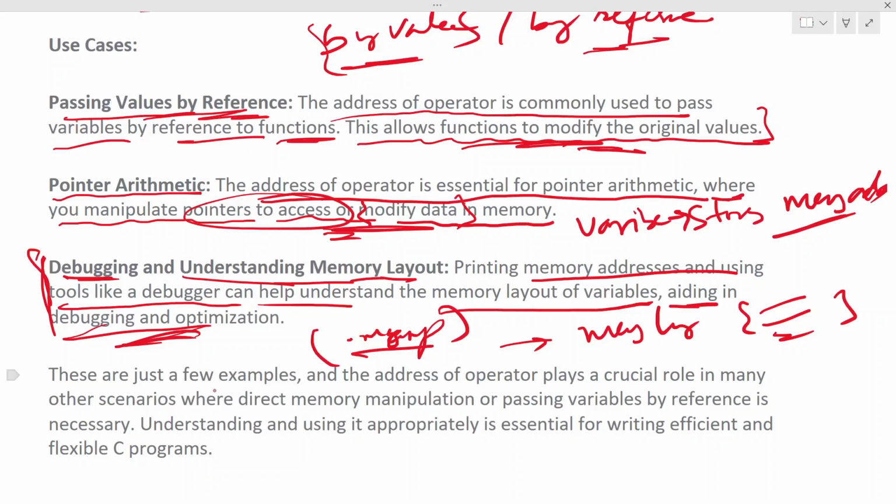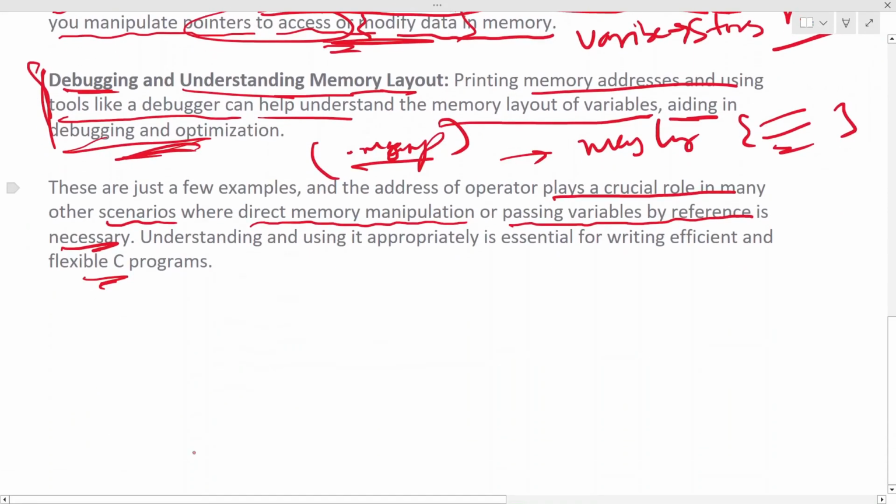So these are just a few examples, and the address-of operator plays a crucial role in many other scenarios where direct memory manipulation or passing variables by reference is necessary. So understanding and using it appropriately is essential for writing efficient and flexible C programs. In a nutshell, understanding the address-of operator is very important. I hope this video gave you some insight into the address-of operator.